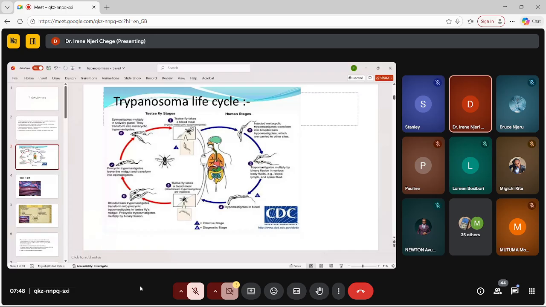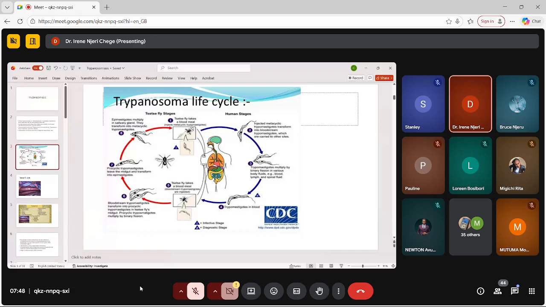So what happens when they're in the human? Once injected into the bloodstream, they are carried to other areas of the body. They can multiply by binary fission, for example, in the blood, in the lymph. The trypomastigotes go into the blood. Again, they are picked up. So we have two hosts: the human host, the definitive host, and then we have the intermediate host, the tsetse fly.